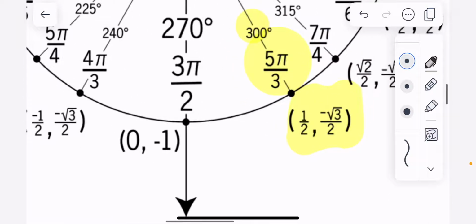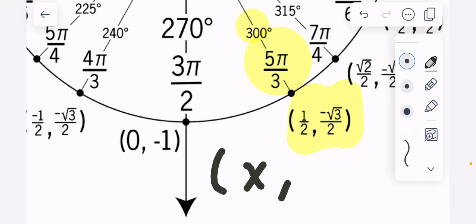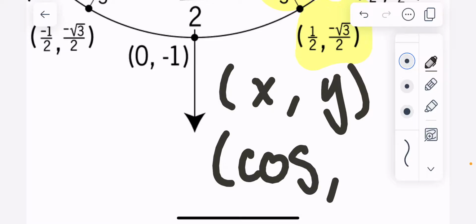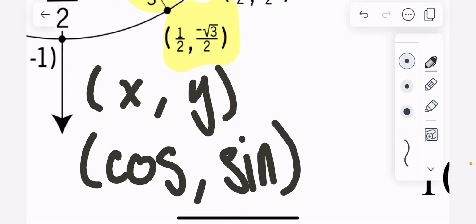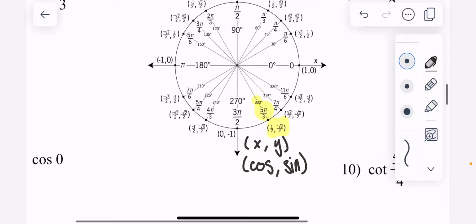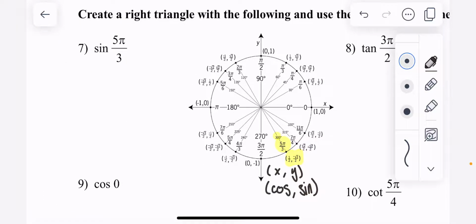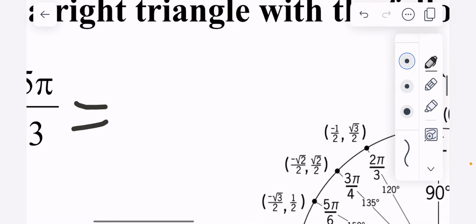Now, what are those points telling us? Those points, that x, y value there, tell us my sine and my cosine. The x value is the cosine, and the y value is the sine. So for this problem, it's asking me for the sine, and then in the instructions, it asks for a few more things as well. So we'll do that for the first three, and then the last ones we'll just leave them the way they are. So the sine is going to be that second value, negative square root of 3 over 2.